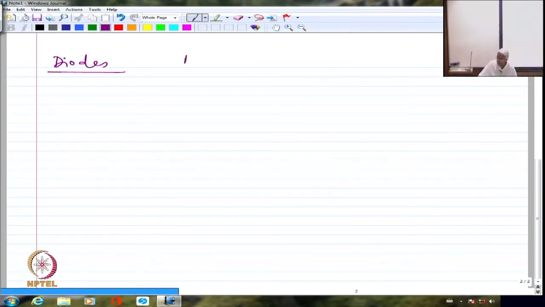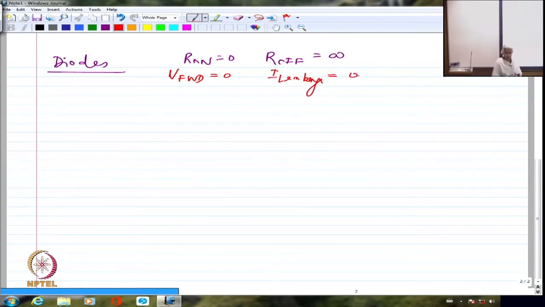Similarly, R off should be infinity, which means I should have forward voltage drop to be zero, and similarly the leakage during the reverse to be zero. So these are the characteristics that I would expect of an ideal device.